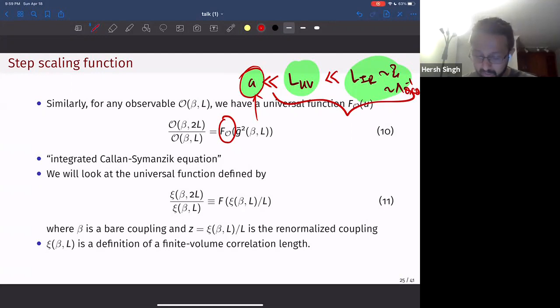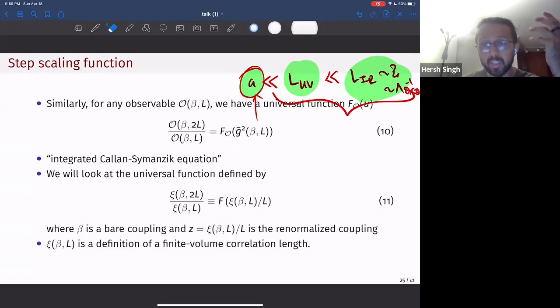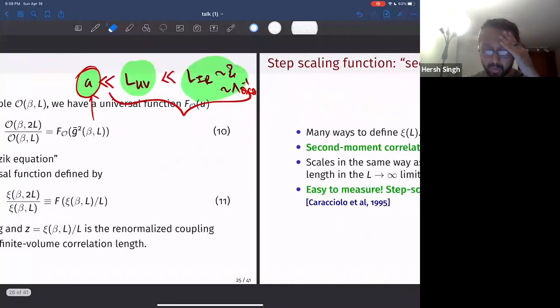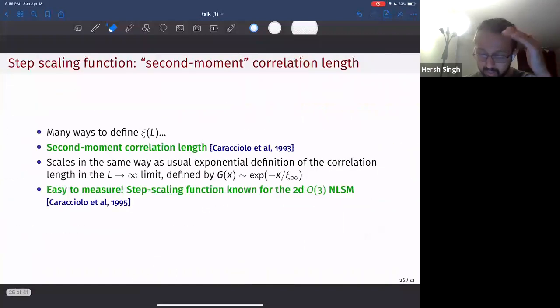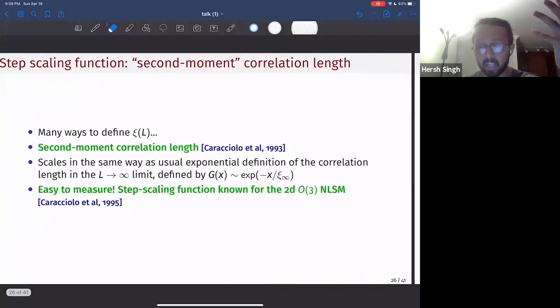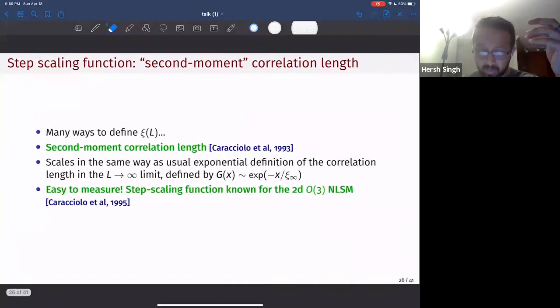So the point here was simply that there is such a universal function that you can define and can measure in a lattice calculation, which is a signature of the physics in the entire IR to UV region. Let me skip this. This is just about how exactly we define it. Let me not go over that.